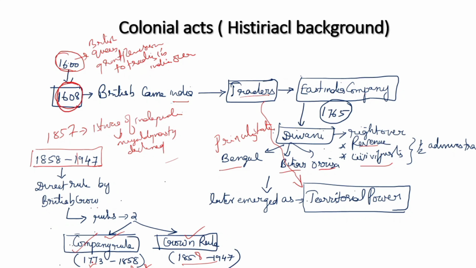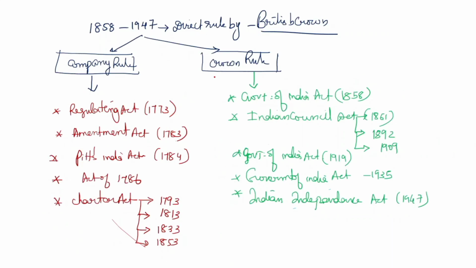So we are going to discuss the company rule. In this video I am going to discuss the company rule, and in our next class we will discuss the crown rule. This is the significant period, 1858 to 1947, when India was directly ruled by the British Crown. There are two types of rule: company rule and crown rule.